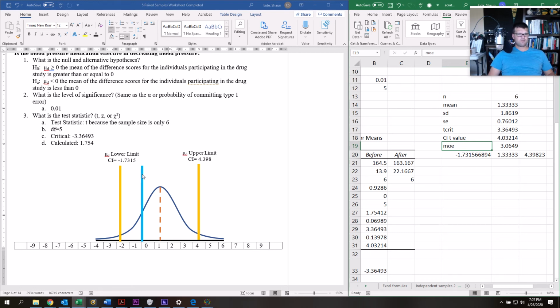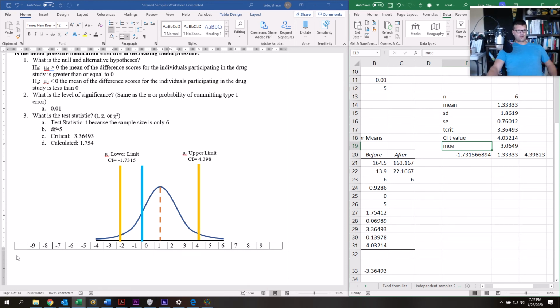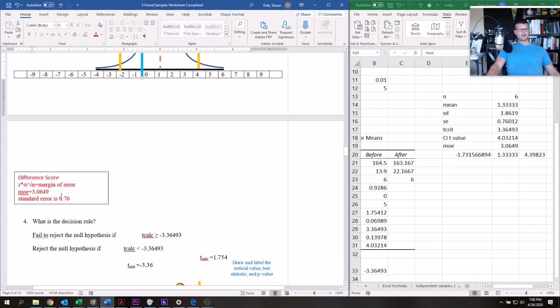If this blue line is in the middle of these two, we already know right away we can't tell the difference. But there's a lot more to it than just that, and we're about to get into that. So I just wanted to show you this is the difference score line, and we're comparing the point estimate of the difference score to 0. Okay, so scrolling down, and I've got all the fun little formulas right here.